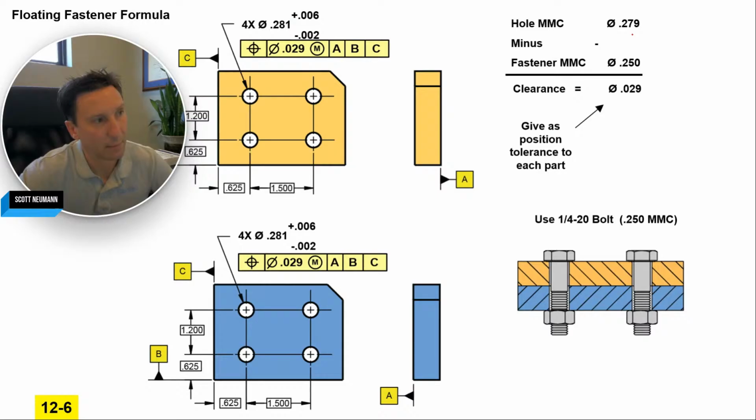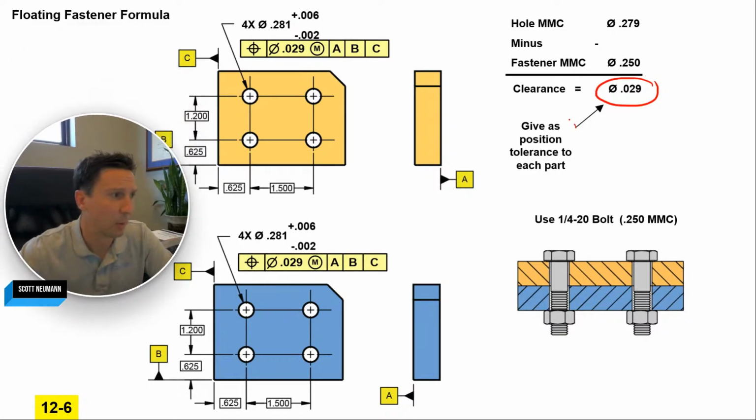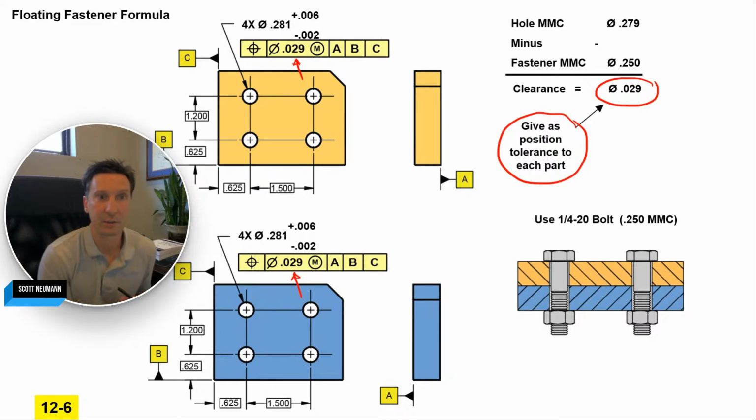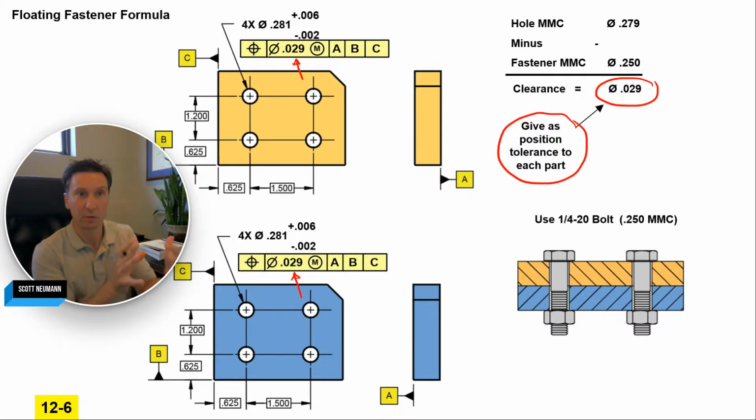So how much room you got between your smallest hole and your biggest pin, and they came up with a clearance of diameter 29. And with position tolerance, with floating fastener, you can give that as position tolerance to each part. So I gave a position of 29 to this one, and I gave a position of 29 to this one. And that's the formula to ensure interchangeability.